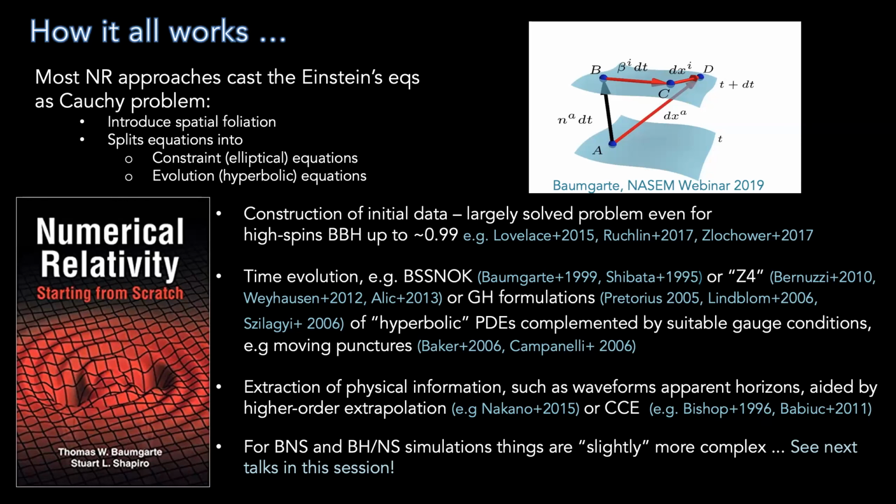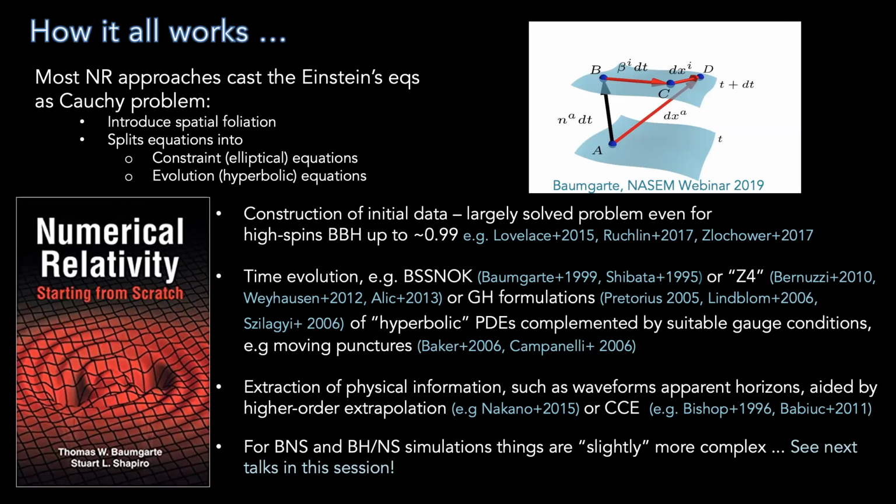For binary black holes, for example, the problem has been largely solved, up to very high spins, up to 0.99. So we're able to solve the constraints with a fairly high degree of accuracy in this case. For binary neutron stars there's a little bit more work to be done, but for binary black holes, this problem is well under control. For the time evolution, we use the BSSN NOK equations or other similar formulations.